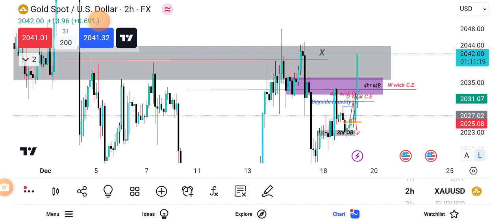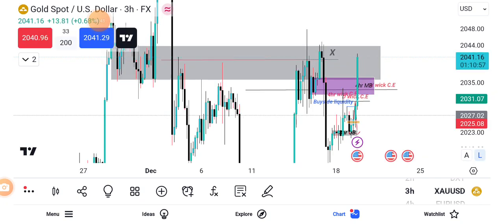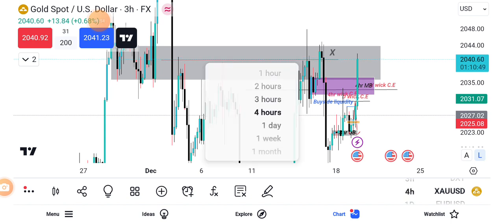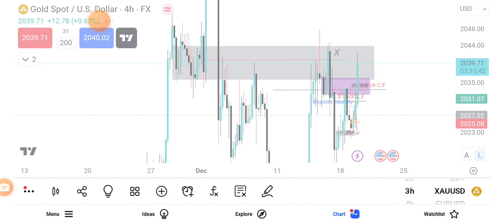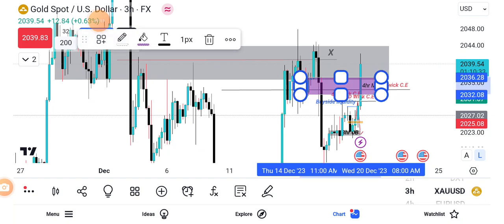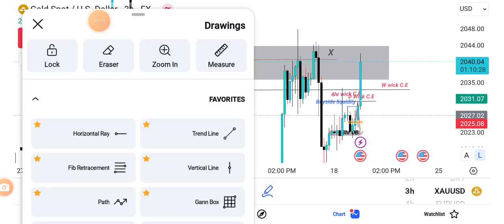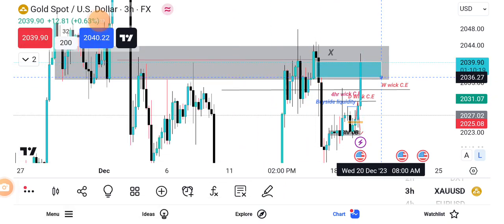Oh, we had this 2-hour fair value gap over here. I didn't spot that one. At that 4-hour fair value gap. Also a 3-hour fair value gap. I didn't spot these. So I'll delete this 4-hour mitigation block and put a 3-hour fair value gap, which will be a point of interest now.